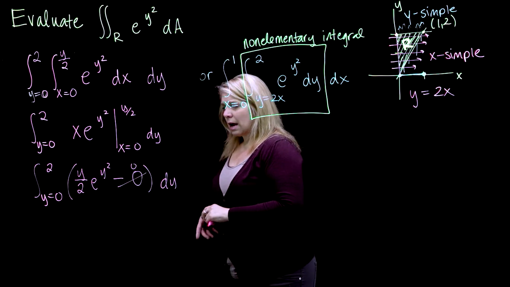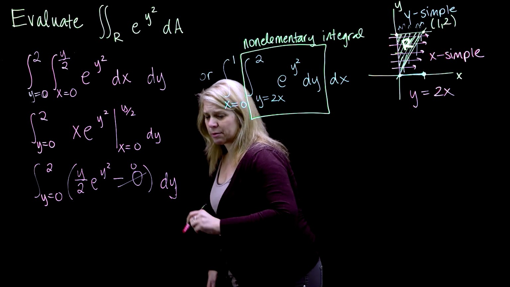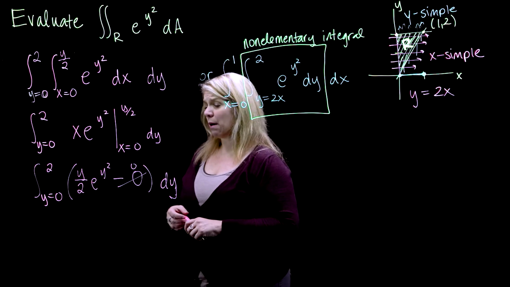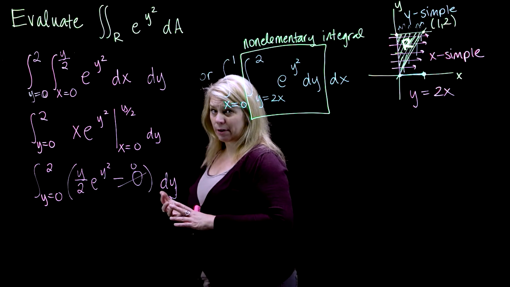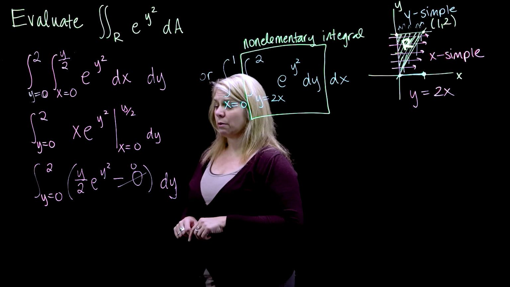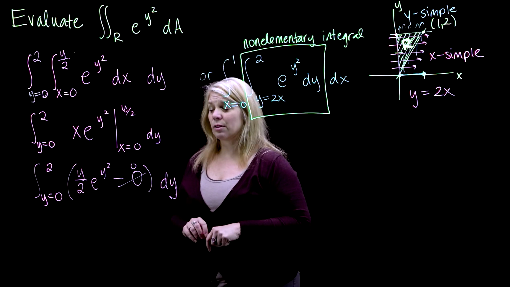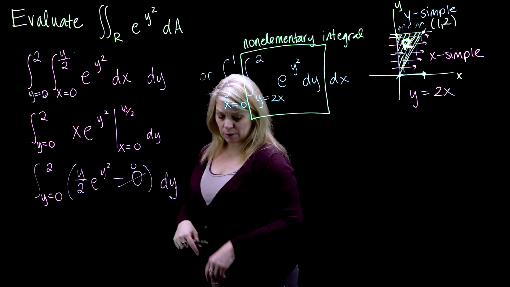Okay, so now I'm going to have to finish this by integrating with respect to y. And I still have an e to the y squared here. But you should notice that I actually have something that appeared after that first integration that made this a much easier problem to do. This is an antiderivative that you can find via u substitution.